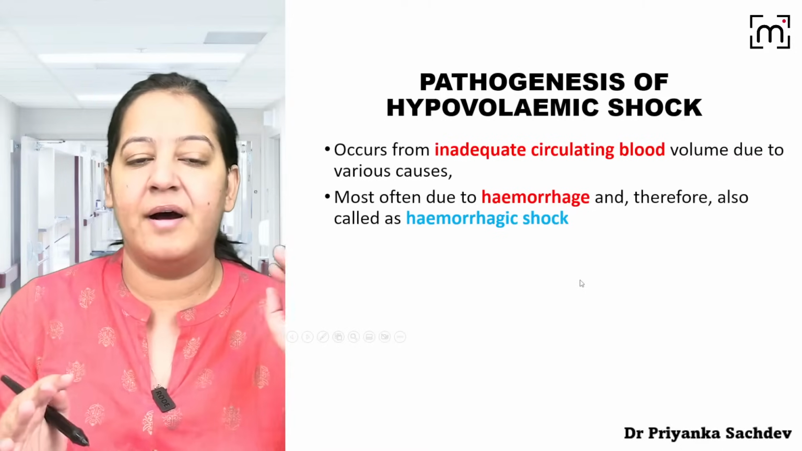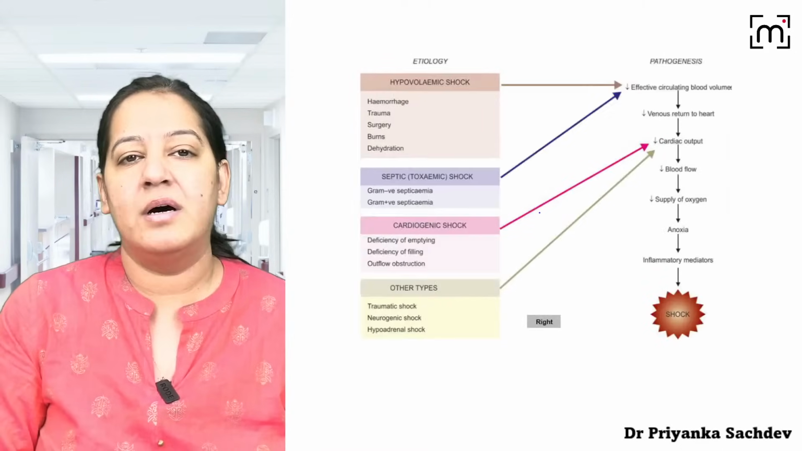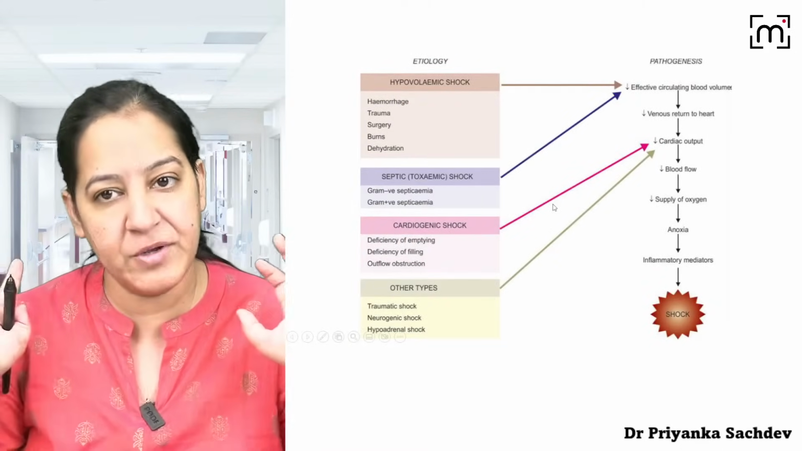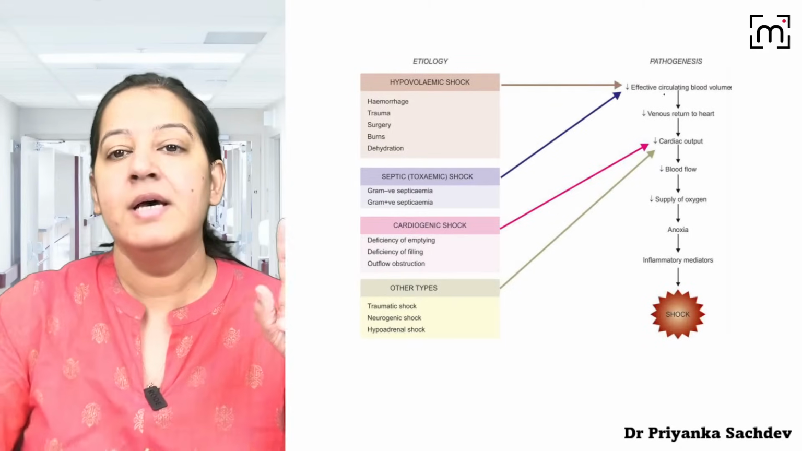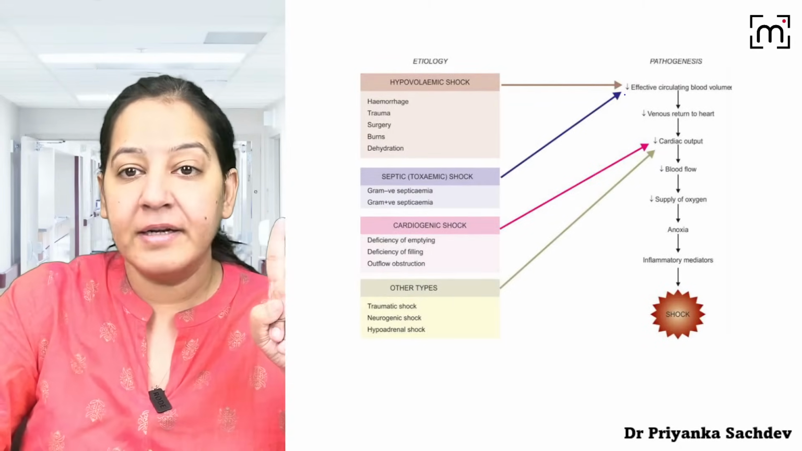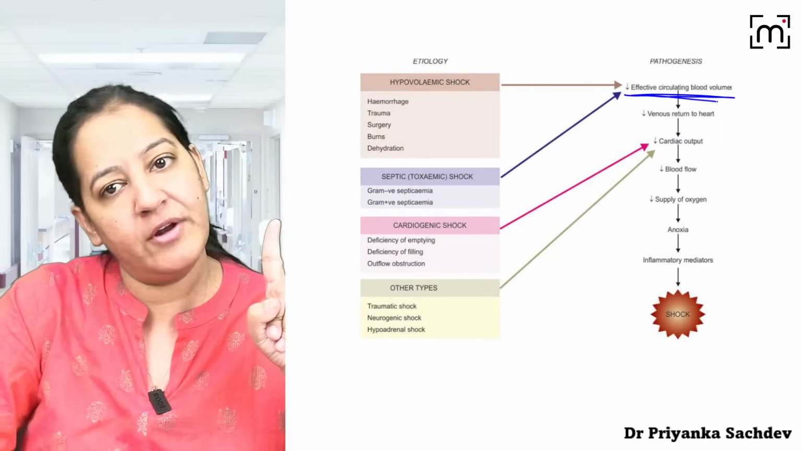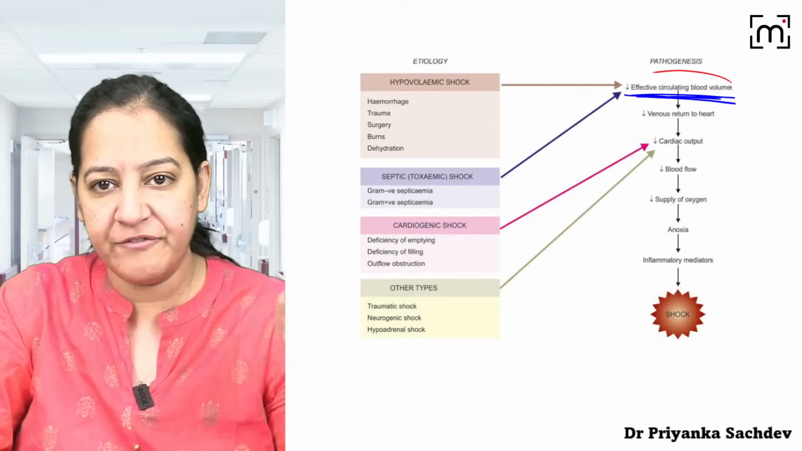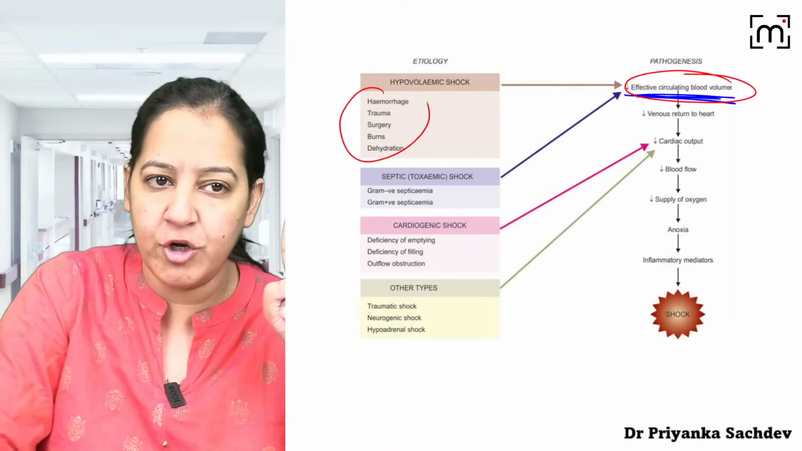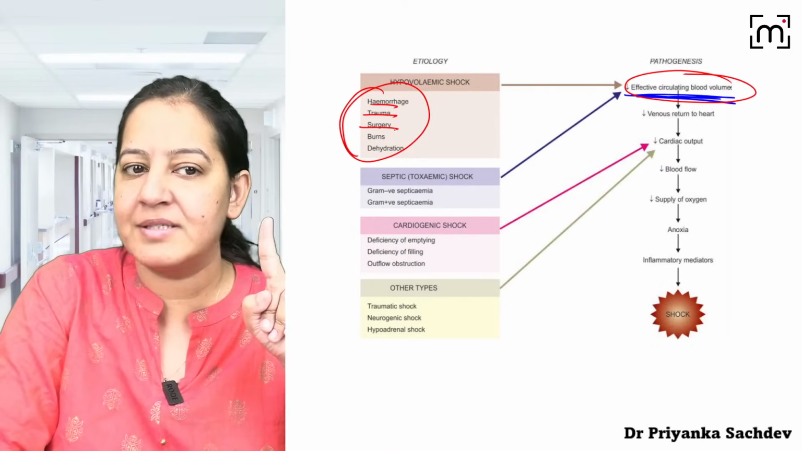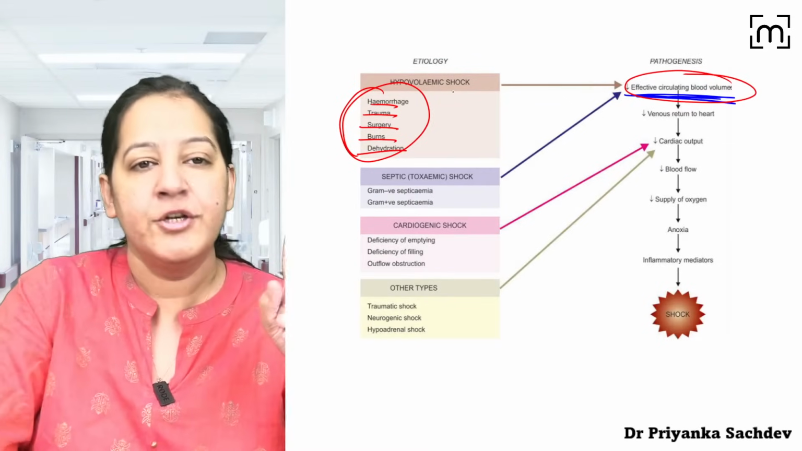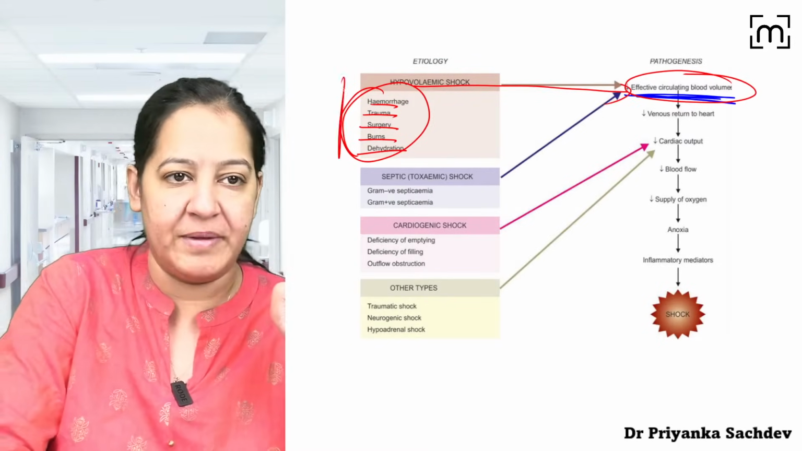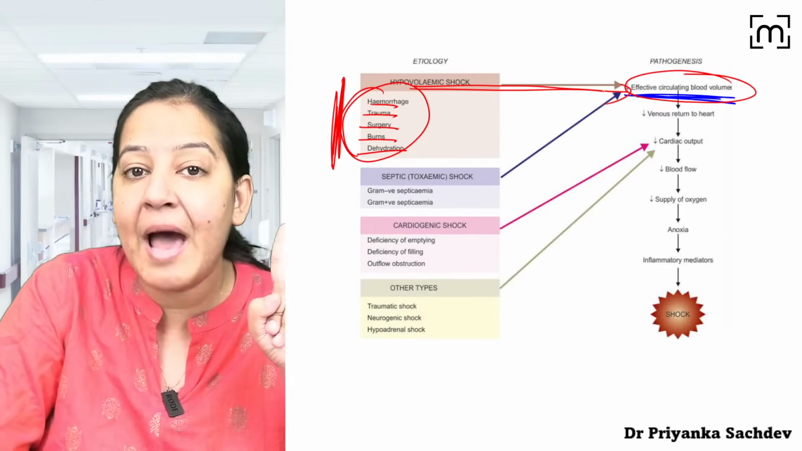Pathogenesis I have already explained to you. You can see here, it is a beautiful flowchart showing the pathogenesis of all types of shocks. Start from here. Decreased blood volume. You know the reasons of decreased blood volume. What are the different reasons? You have already enumerated: hemorrhage, trauma, surgery, burn, dehydration, diarrhea, vomiting, everything. Due to all of these, start the flowchart from here. Due to all of these, what will happen?